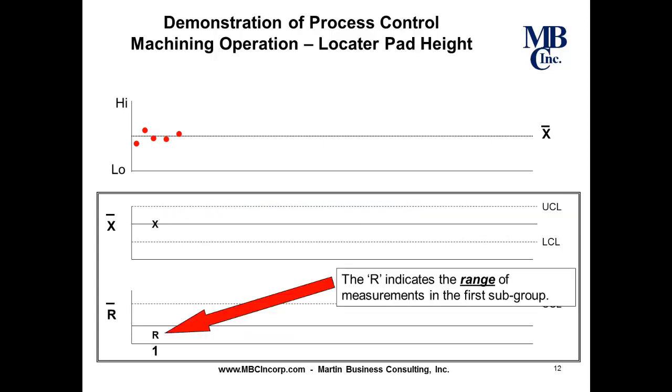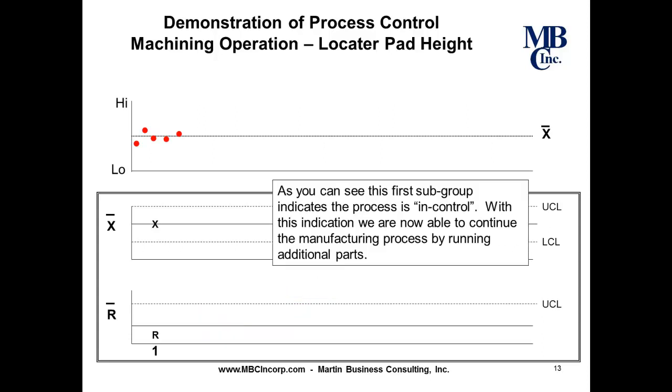The R indicates the range of measurements in the first subgroup, the highest value minus the lowest value, and this is recorded on the range portion of the SPC chart. As you can see, both the X and the R are within the control limits for this first subgroup. Being in control, with this indication we are now able to continue the manufacturing process by running additional parts without further inspection at this time.